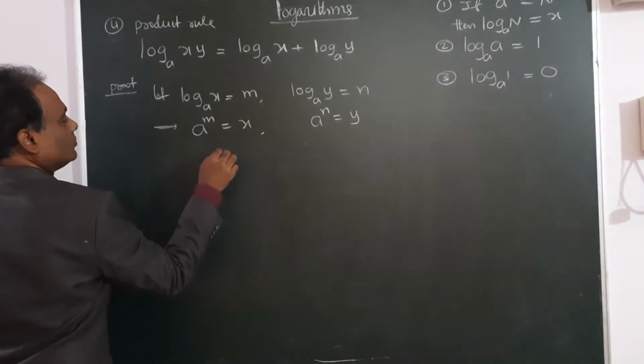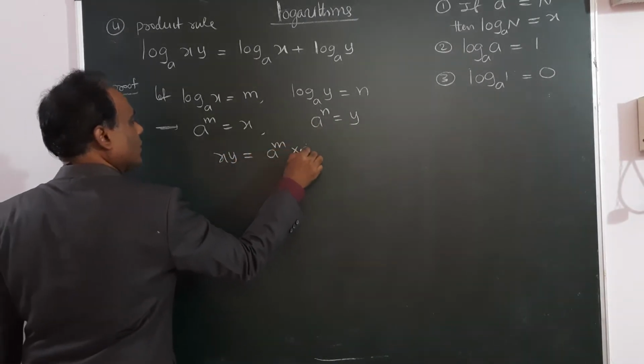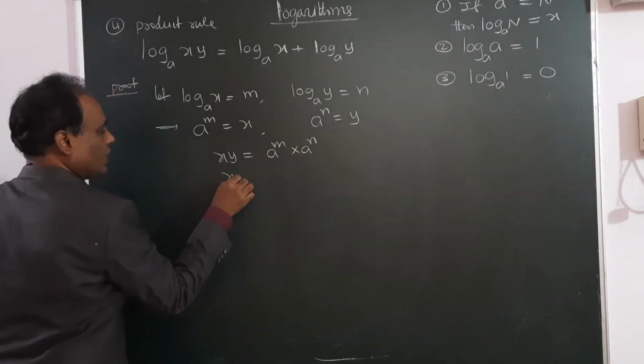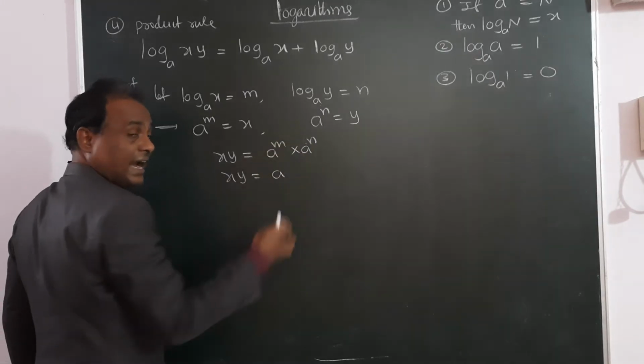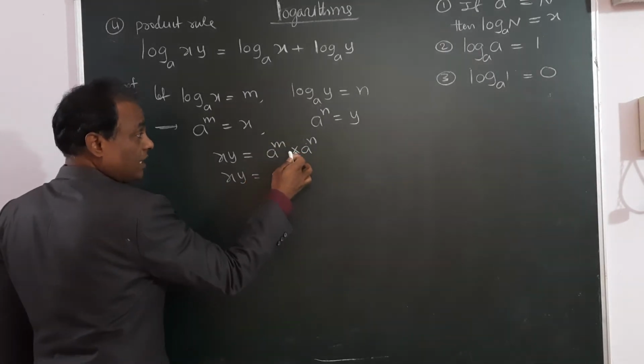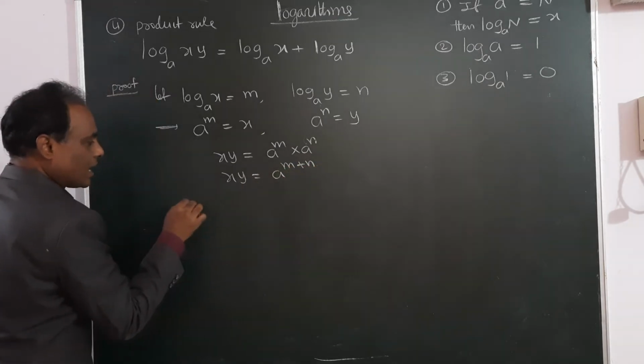Multiply these two: x into y. Right side, what will we get? A power m into a power n. Xy is equal to, bases are same in multiplication, powers are added, so a power m plus n. Again apply the logarithm.